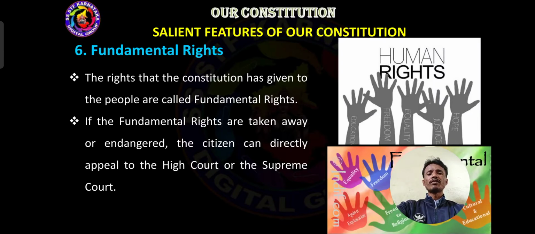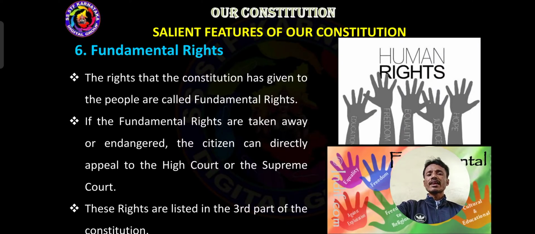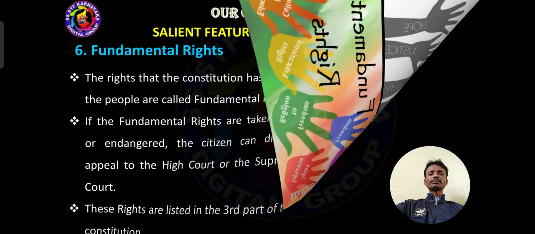So that is fundamental rights, and these rights are listed in the third part of the Constitution. The third part of our Indian Constitution has the fundamental rights. At present, there are 6 fundamental rights. So dear students, this is about the salient features of our Indian Constitution, especially fundamental rights.